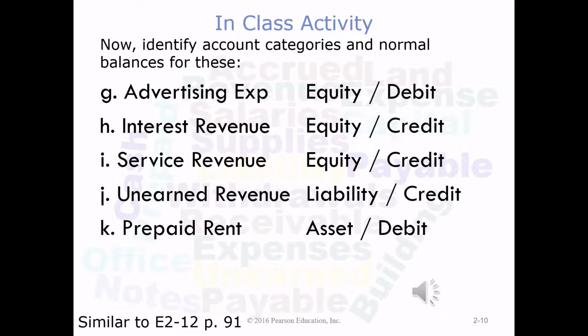Prepaid rent is an asset and is a debit balance. When we prepay anything before we actually owe it, that's an asset to us because we could get that money back if we needed to.